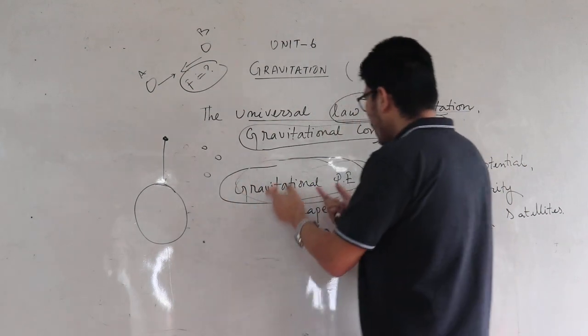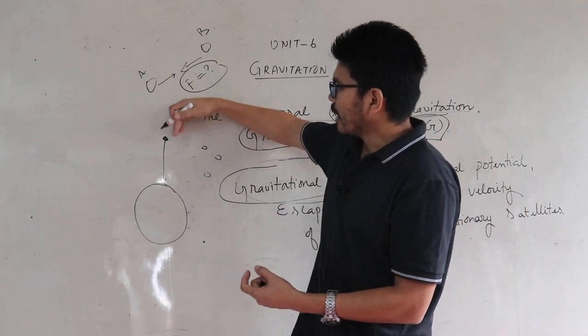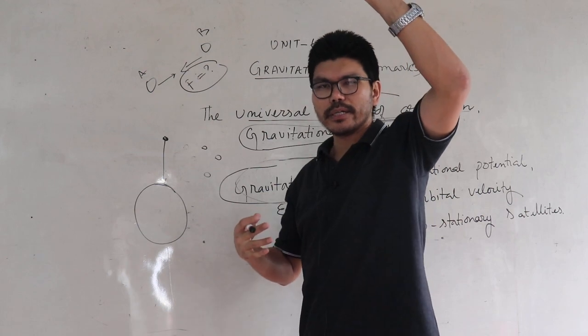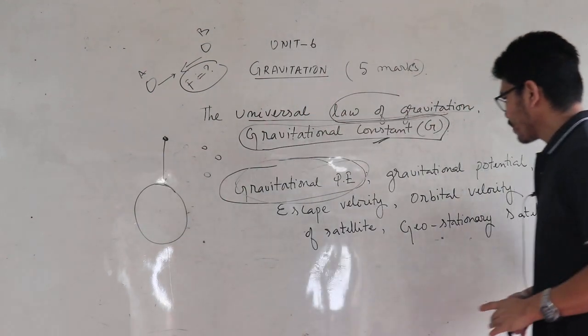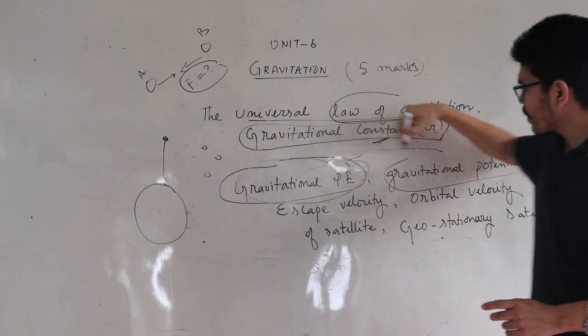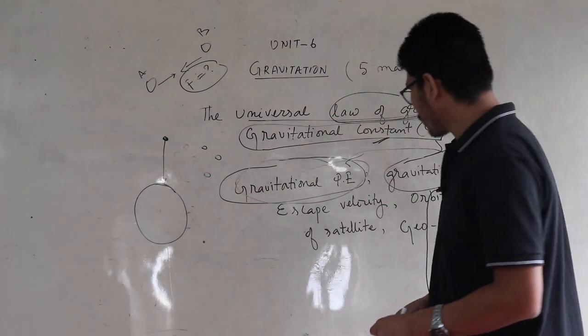So in other words, gravitational potential energy is simply the energy possessed by a body when the body is in the air. Or maybe think of some other cases. Then you have gravitational potential. These two are in the same group. We'll be explaining these two briefly.